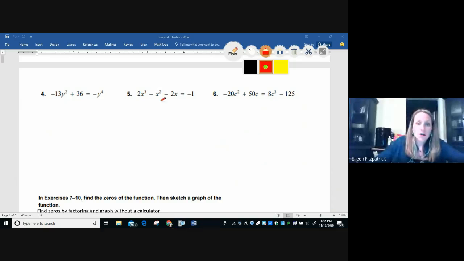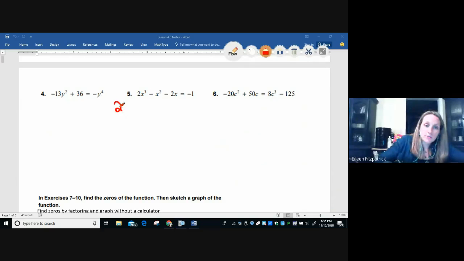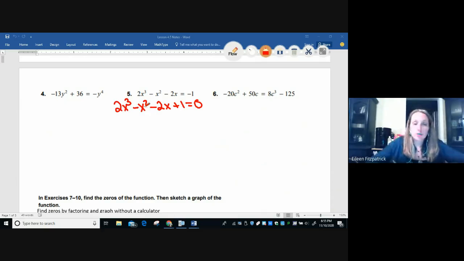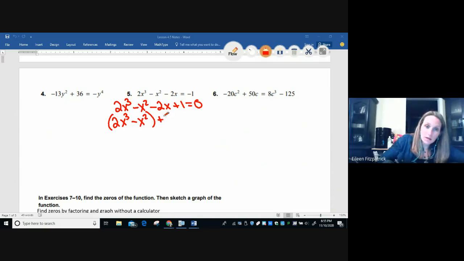All right, the next problem, setting it equal to 0. So I have 2x to the 3rd minus x squared minus 2x plus 1 equals 0. There is no GCF. I count my terms: 1, 2, 3, 4. There are 4 terms. I'm going to try to factor by grouping. I'm going to group the first 2 terms together, put a plus sign, group the second 2 terms together. The GCF of the first 2 terms is x squared. So I have x squared pulled out, leaving me with 2x minus 1.